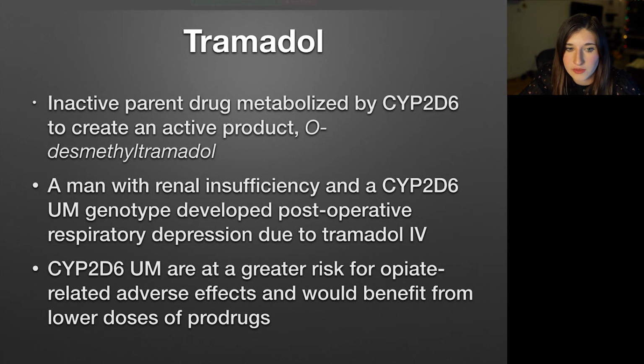So pretty much similar to what happened with the codeine and the morphine in the last slide, this person was being given IV tramadol and his body was just metabolizing it really quickly. So he had a lot of this active metabolite and it ended up causing respiratory depression. So it was almost like he overdosed. This brings to light the fact that ultra rapid metabolizers are at a greater risk for opioid related adverse effects and would benefit from lower doses of prodrugs. So in this case, knowing that the man was an ultra rapid metabolizer, they should have given him a substantially less amount of tramadol to begin with.